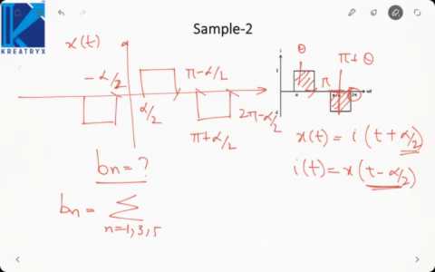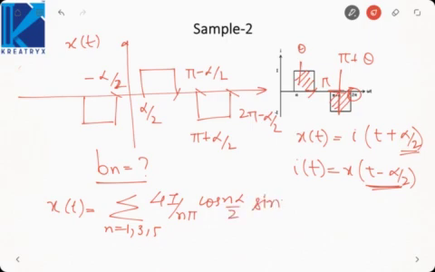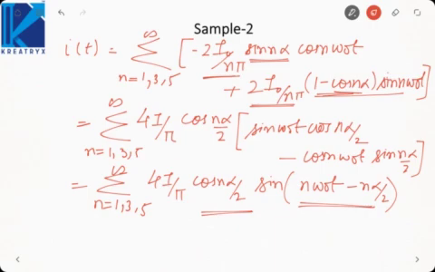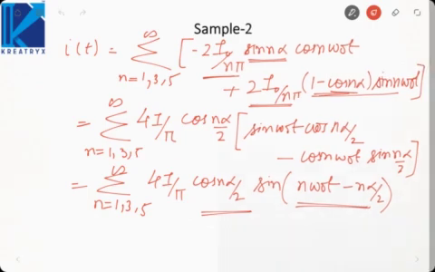So if you derive bn, or let me say the Fourier series directly, x(t) will come out to be sine n omega naught t. To derive it, we will replace omega naught t by omega naught t minus alpha by 2. So what we will arrive at is sine of (n omega naught t minus n alpha by 2). So this can hugely reduce our task.